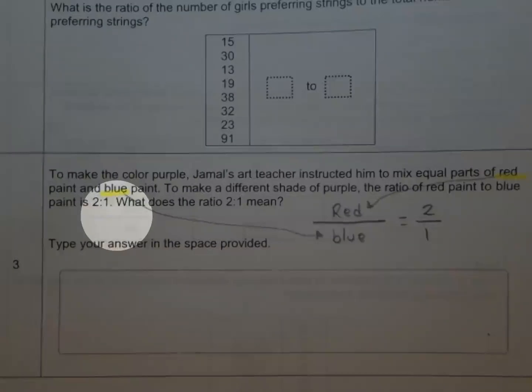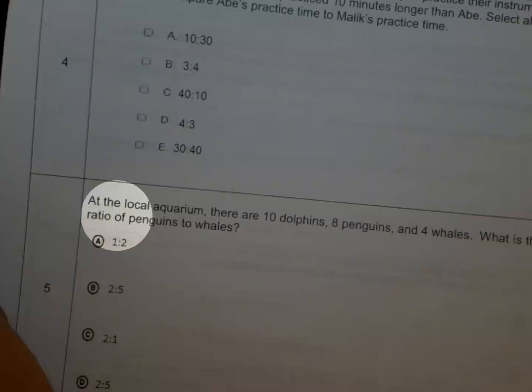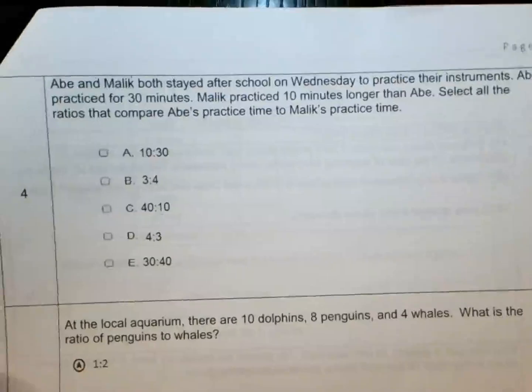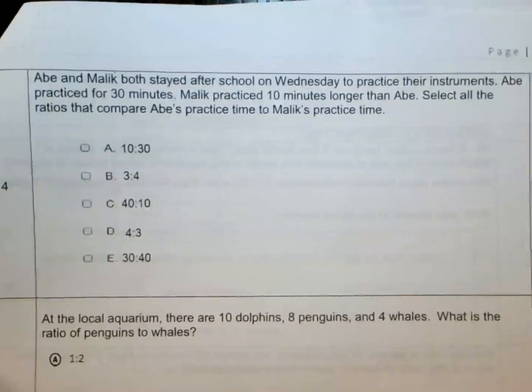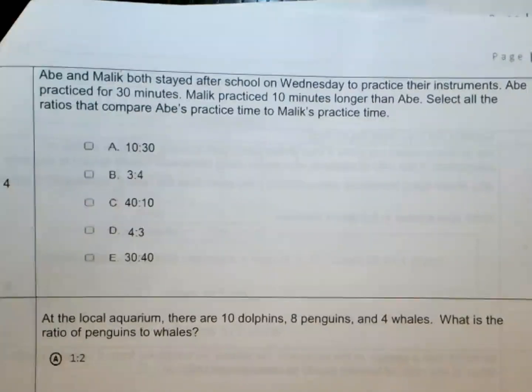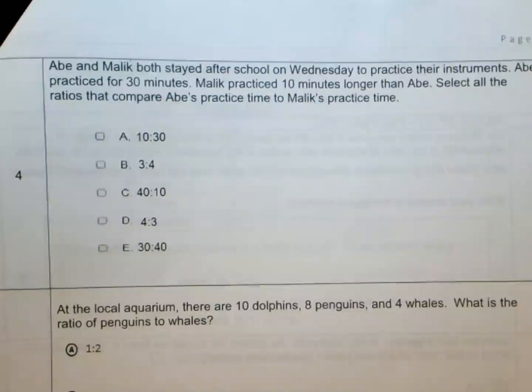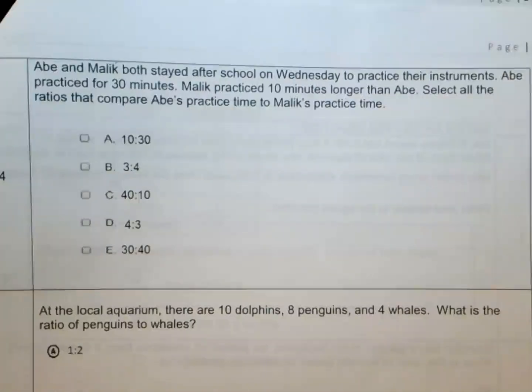So for this particular question, you just type your answer in the space provided. It's not actually to find any number, but to explain what is the meaning of the ratio 2:1. One answer could be that the student might explain the meaning of 2:1 using ratio language such as, for every 2 red parts there is 1 blue part. That could be an answer for question number 3.